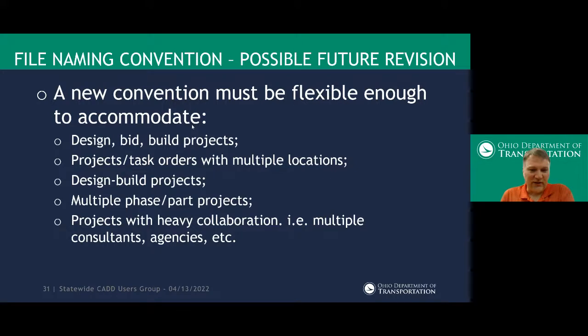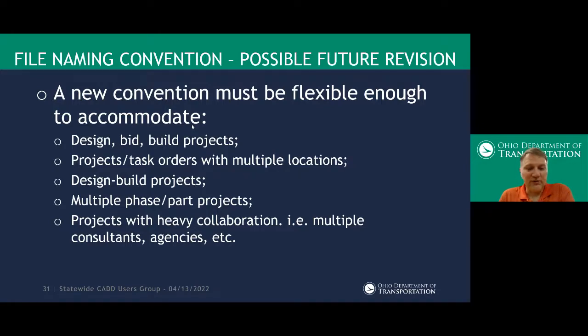So I started thinking of things and thought a new naming convention's got to be flexible enough to accommodate design build projects, projects with task orders or multiple locations. So the districts do a lot of projects where there's multiple culvert replacements and they're not always on the same route, or maybe not even in the same county, but they're all under one PID number.